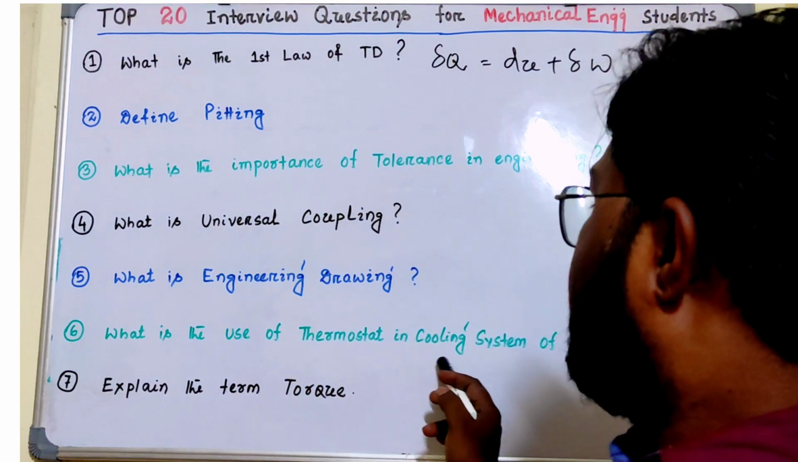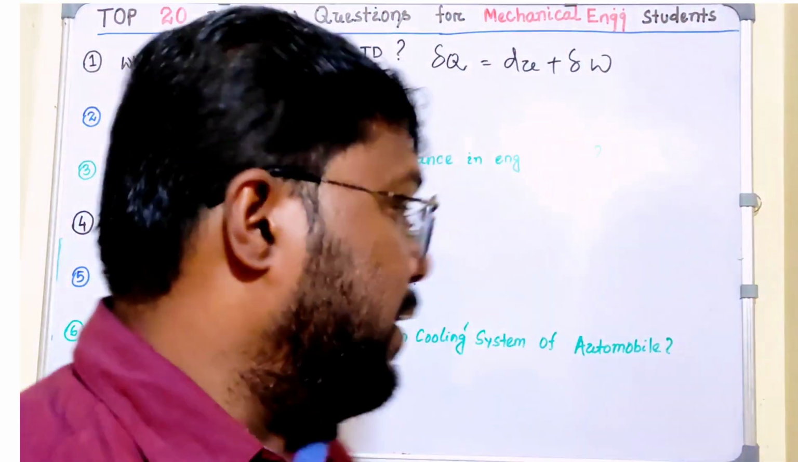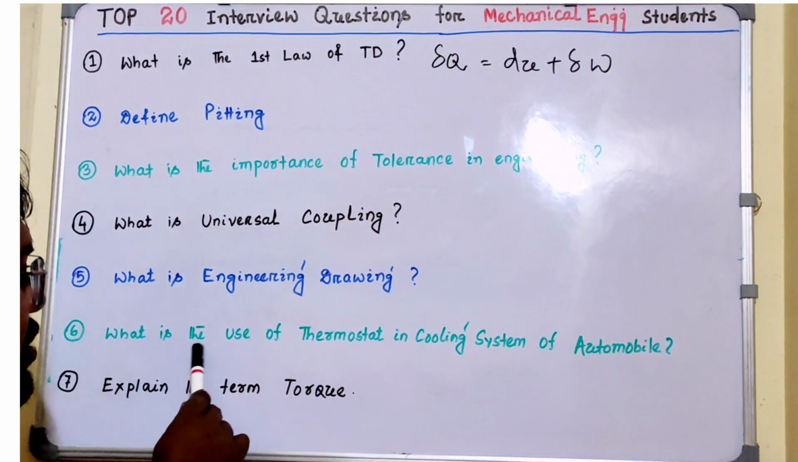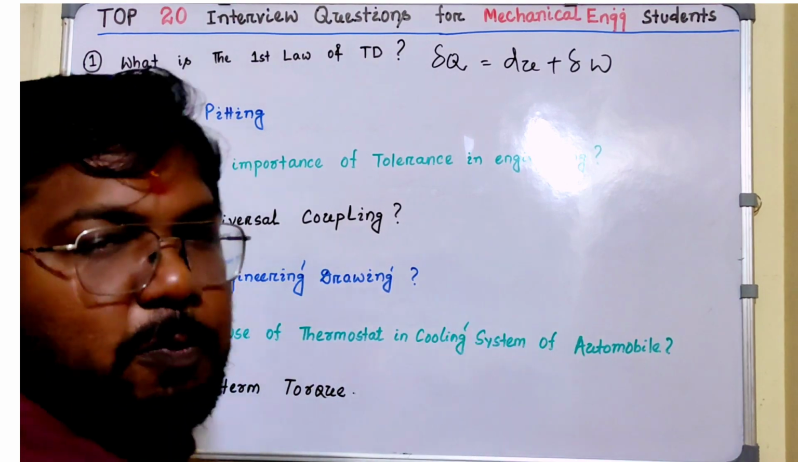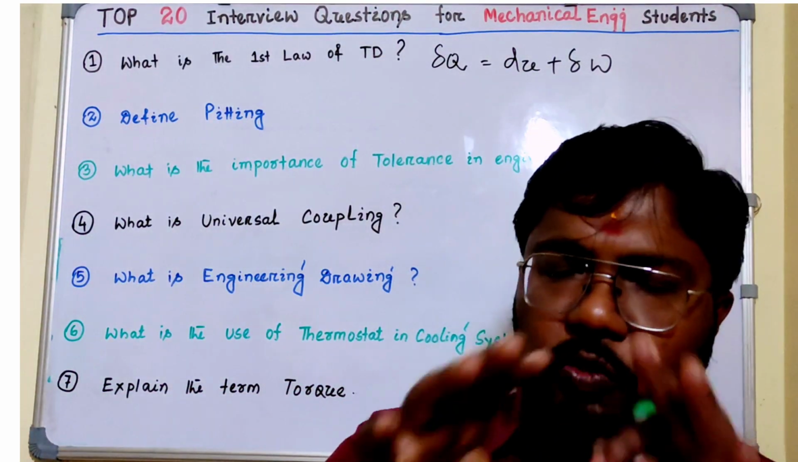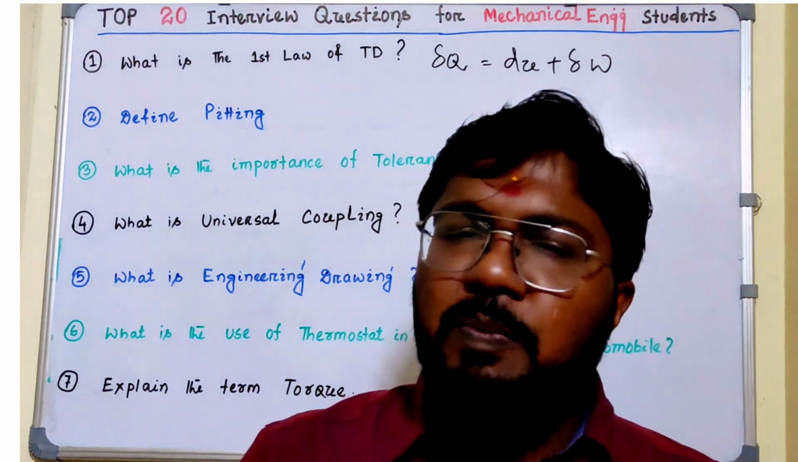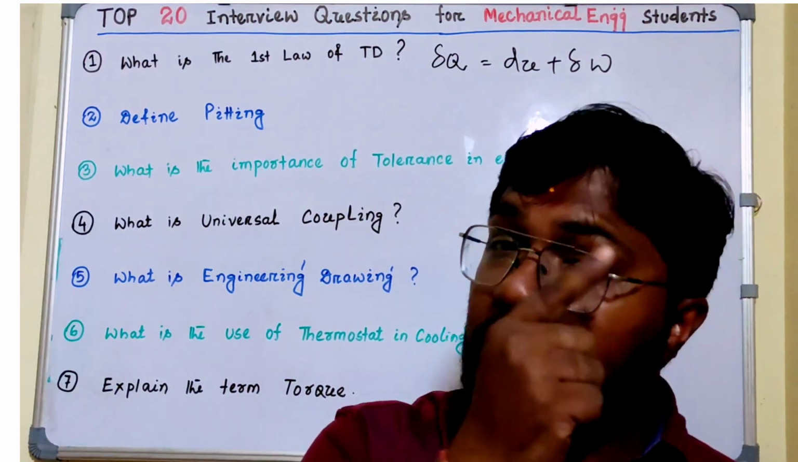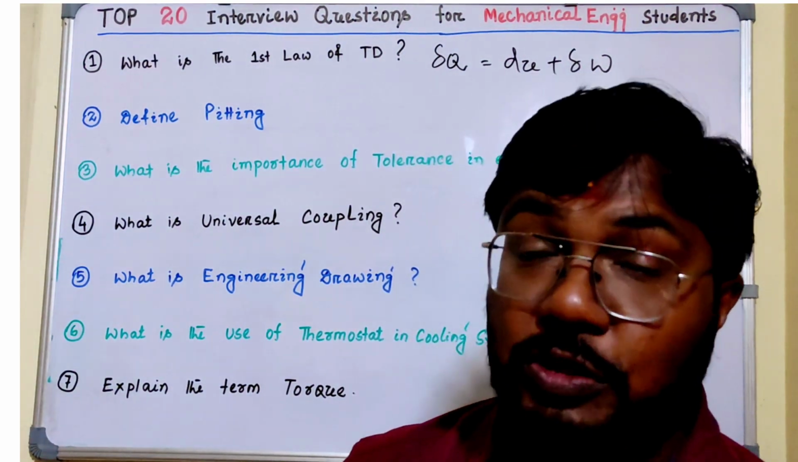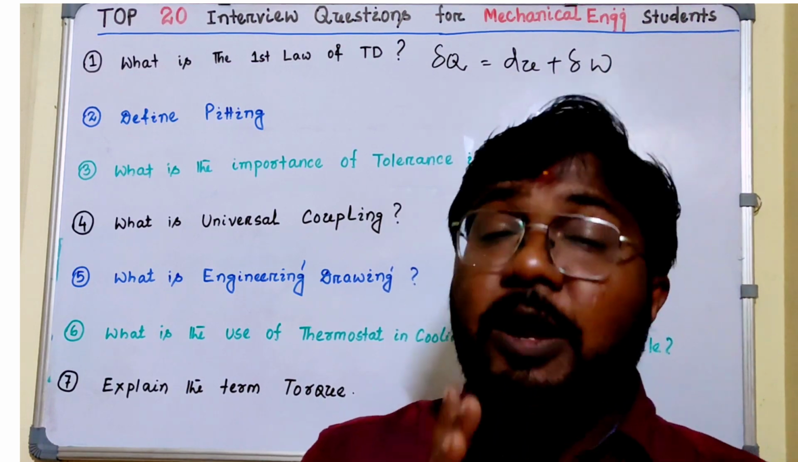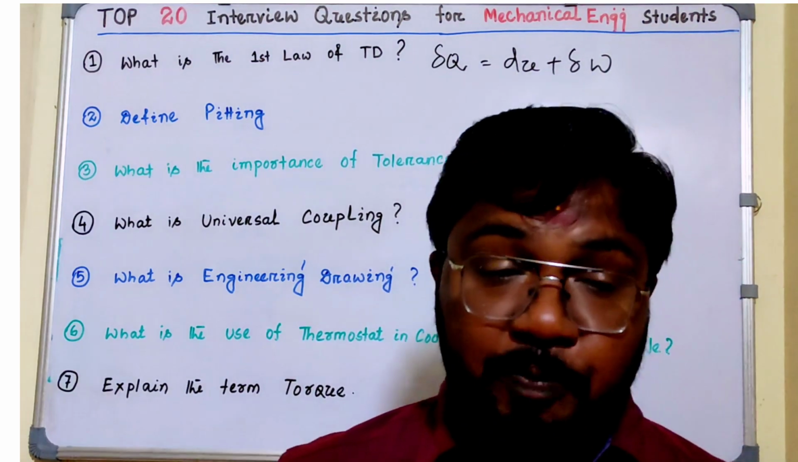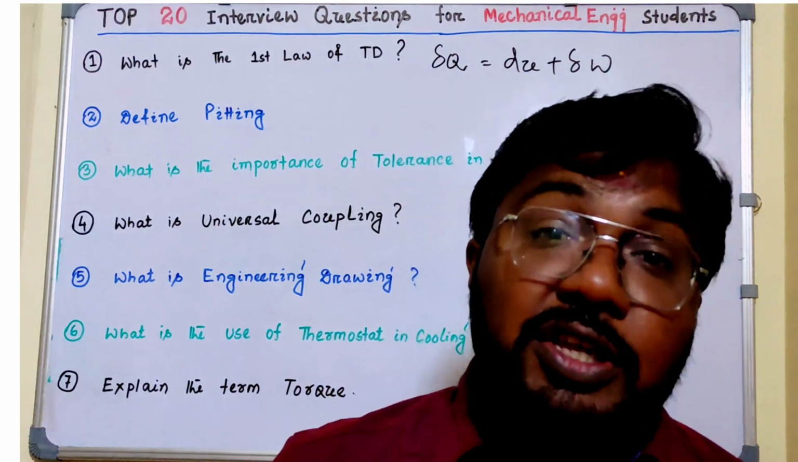What is the use of thermostat in cooling system of automobile? The sixth question, what is the use of thermostat in cooling system of automobile? You see, in the cooling system, besides many components, a very important component we are using is the thermostat. The main objective of this thermostat is that it increases the engine efficiency.